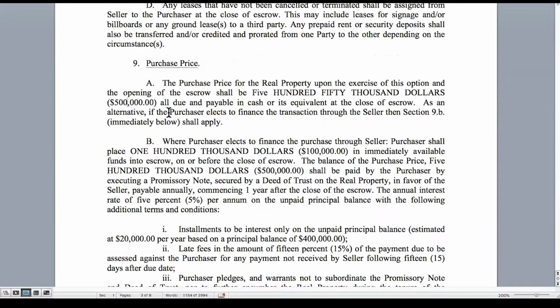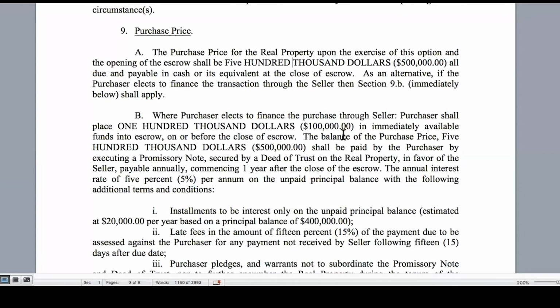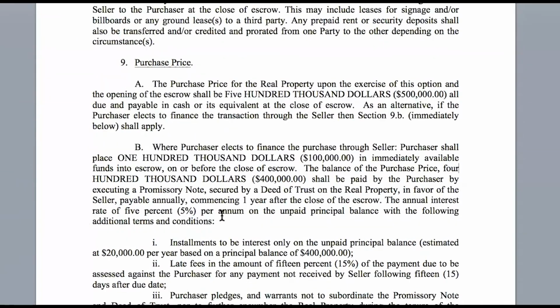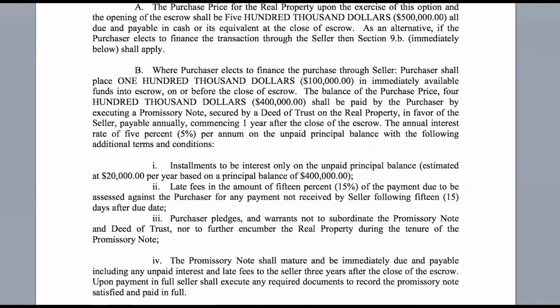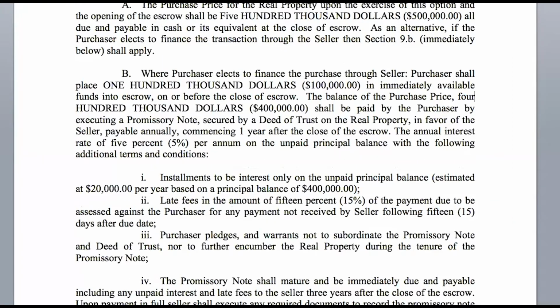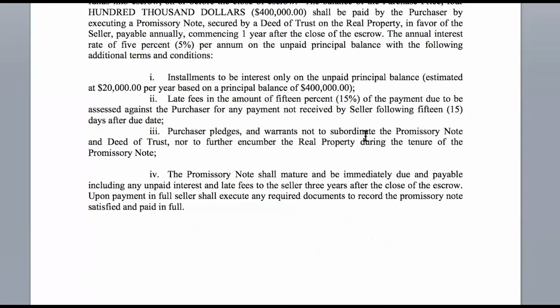Purchase price $500,000, $100,000 down, the balance secured by a note at 5% interest. Sounds expensive, but because of all the terms I'm giving, I give something back. It doesn't matter. It's probably going to get flipped. Installments of interest only on this note, maybe one year before the first payment is due. Warrants not to subordinate. Late fees, 15%. You know why I put that in there? Because it doesn't matter. You're not going to be late. There you go. Full payment.